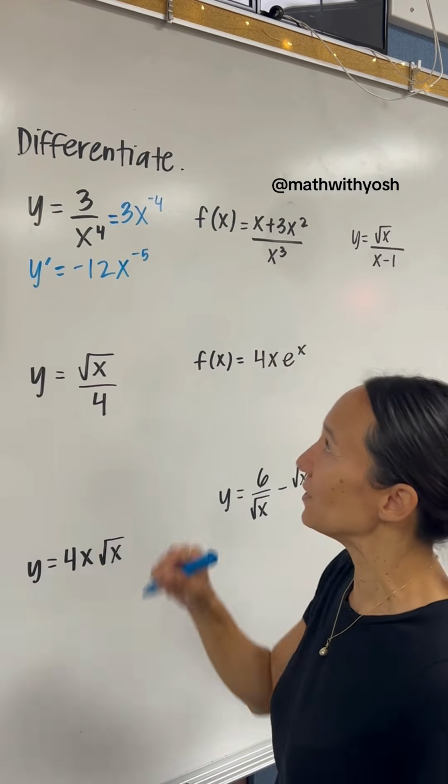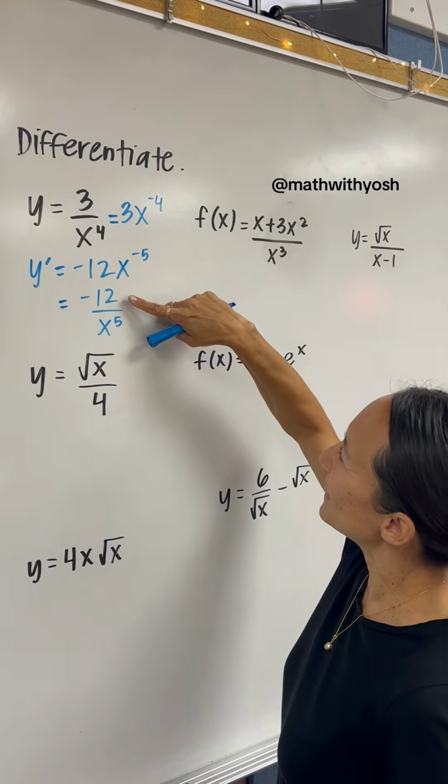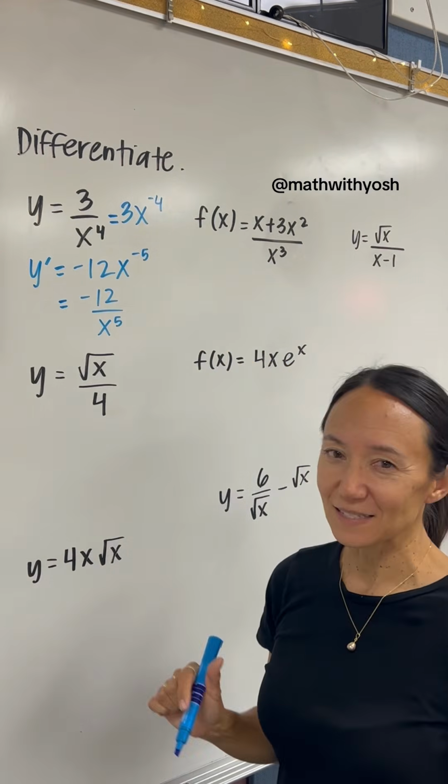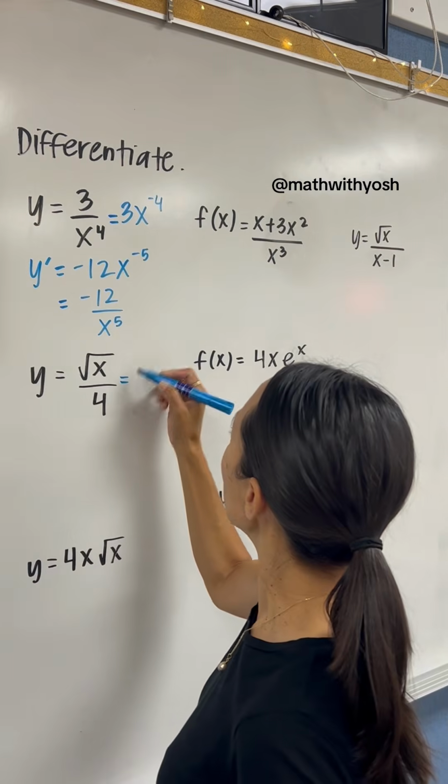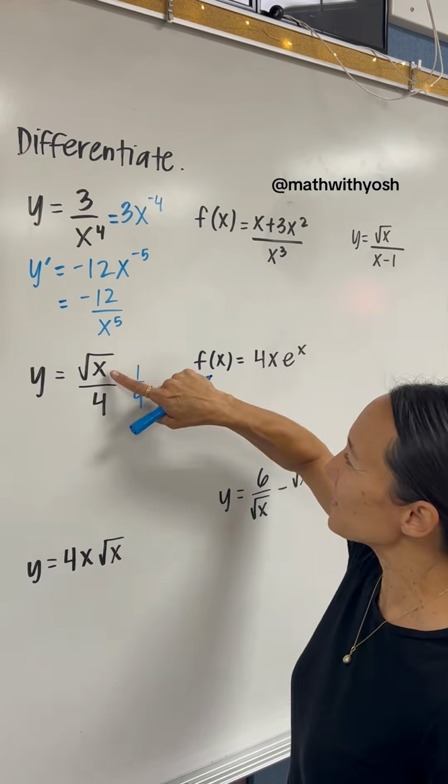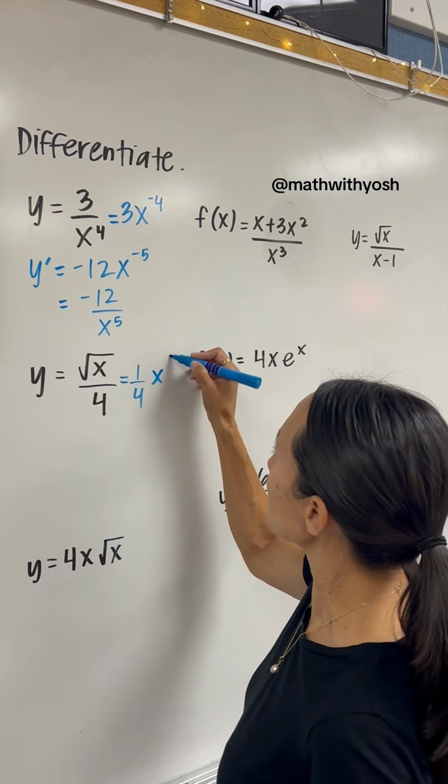I'm going to rewrite it so we don't have a negative exponent. So you leave the negative 12, and then it's divided by x to the 5th. This problem, we have 4 in the denominator. So I want to pull that to the front as a 1/4. This function, I'm going to rewrite that as x to the 1/2.